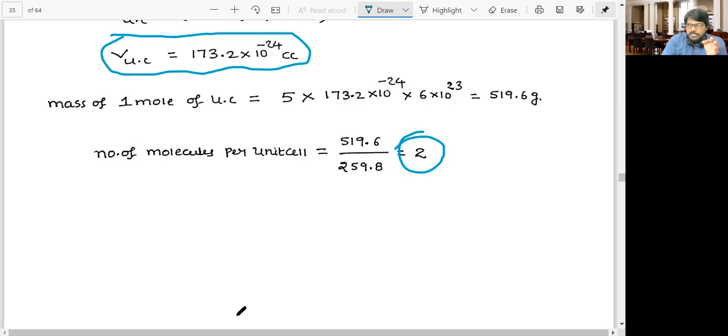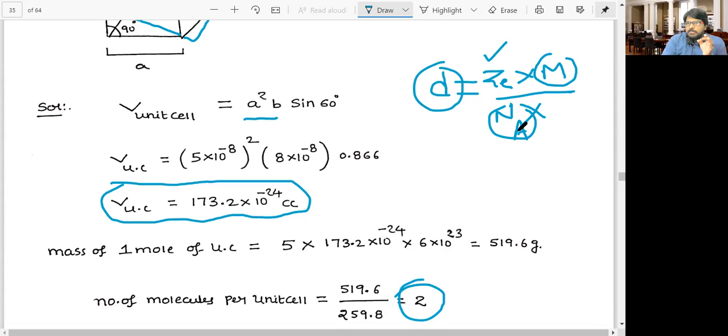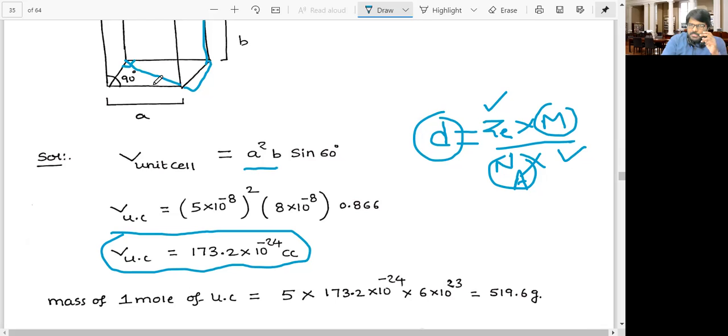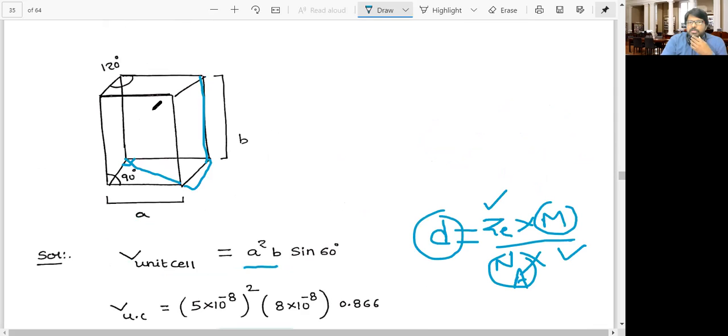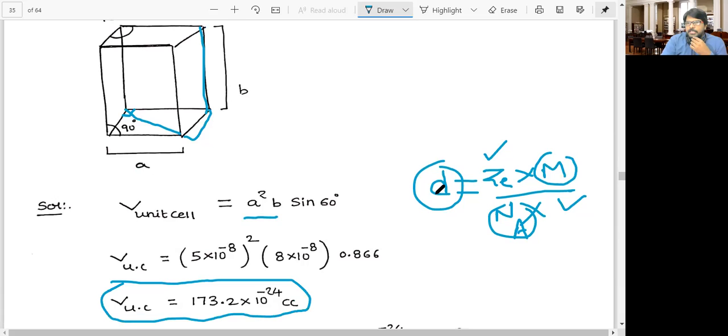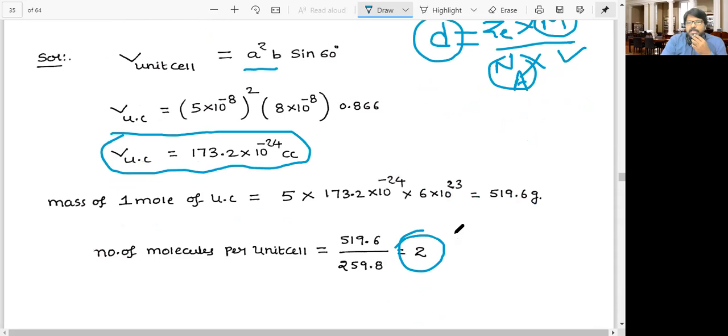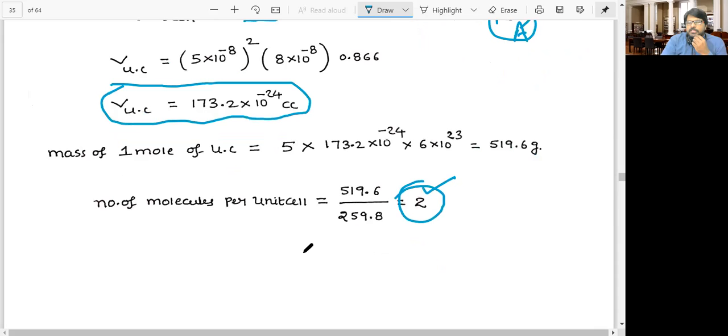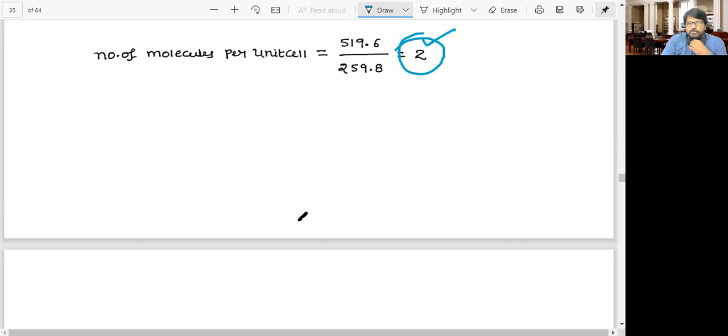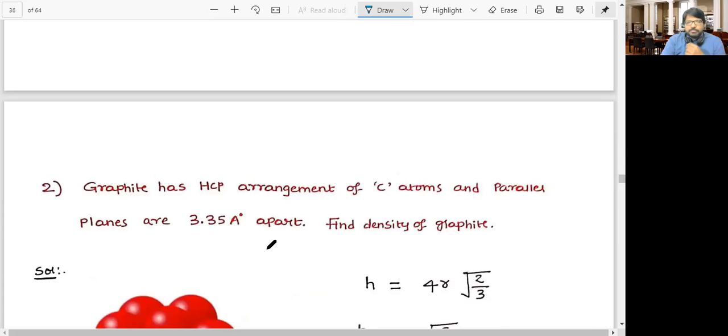What is the required thing? Simple logic. Density of unit cell is equal to Z effective into molar mass by Avogadro number into volume of unit cell. But here a different unit cell is given, a different structure was given. If the bigger unit cell is given, straight away we can substitute the actual volume. But he gave only one third part. So I have calculated the volume and used the density formula. Finally, I end up with two. Effectively, there are two molecules, right? And now let us move on to the next one.